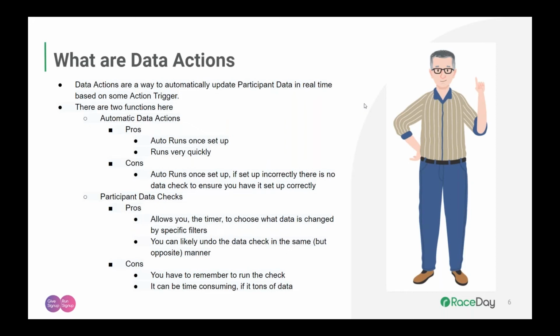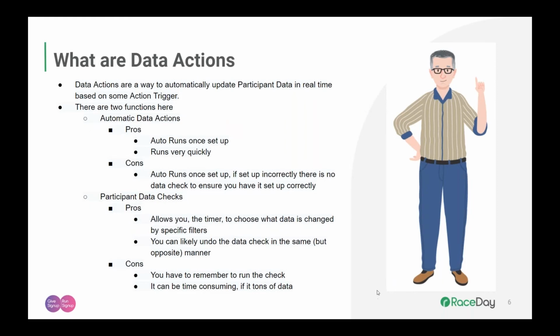If it's set up incorrectly, there's no data check to ensure you've set it up correctly and to make sure you're not fouling up data. I'm not joking when I say this. If you've got this set up incorrectly, you could move all people to the wrong event or something like that. It's a very common issue when things are set up incorrectly.